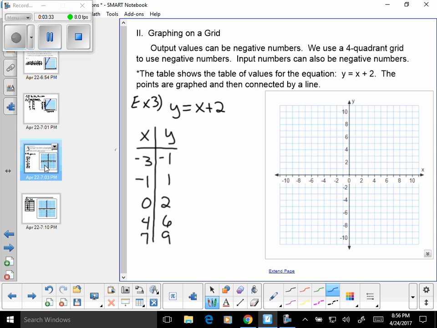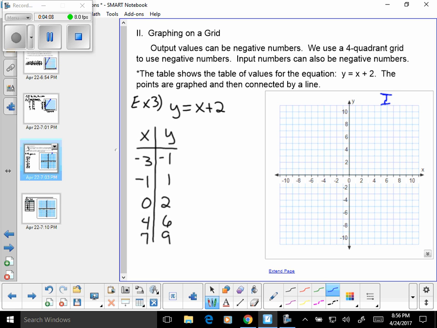Let's move on. Here we go, folks. This is a 4-quadrant grid. It is also called a Cartesian coordinate grid, named after a mathematician named René Descartes, who was a French mathematician. The truth is there are times when inputs and outputs can be negative numbers. And in order to do that, we have got to have a 4-quadrant grid. This is quadrant 1.